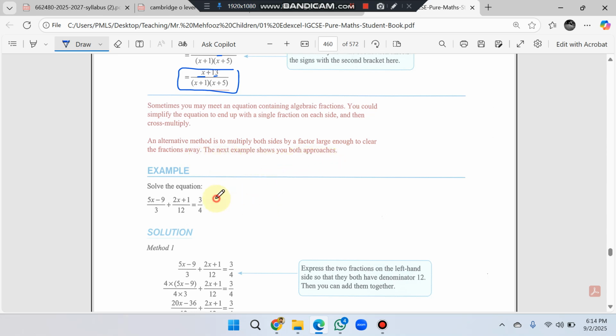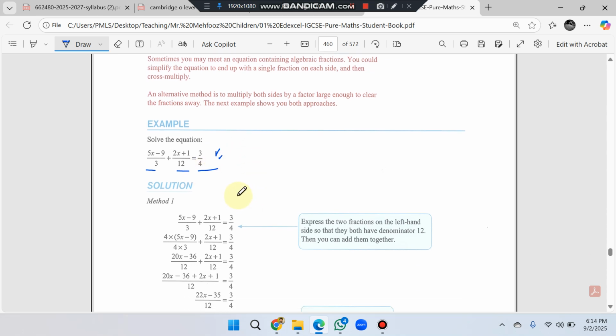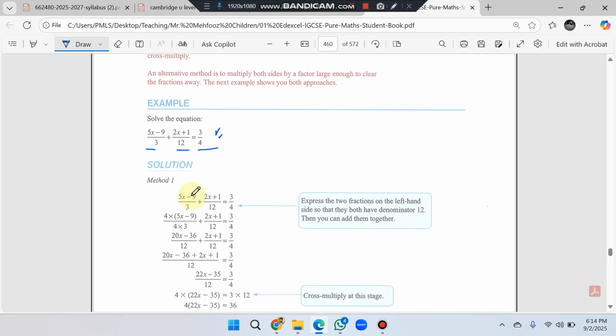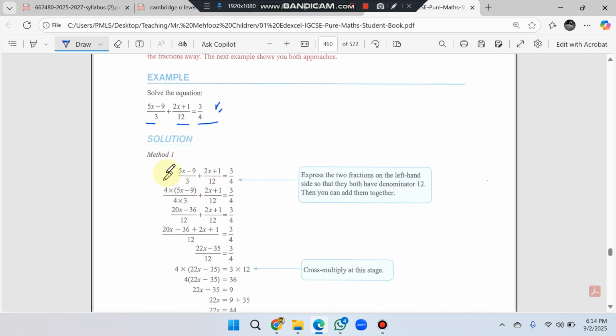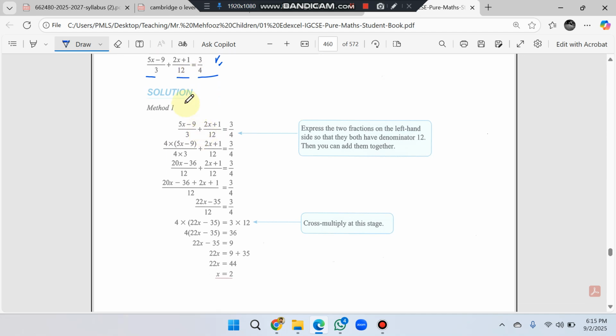So here we have an equation in which fractions are involved. So first of all we have to simplify the fractions. Secondly we have to solve this equation. Okay, so how can we simplify it? This is the first method.